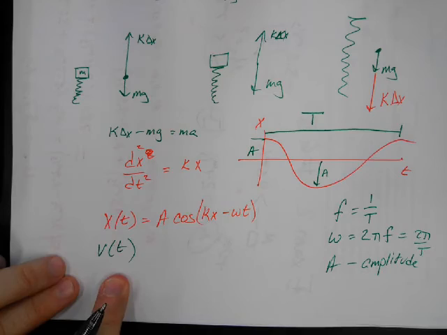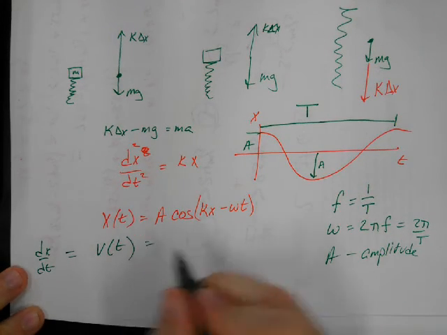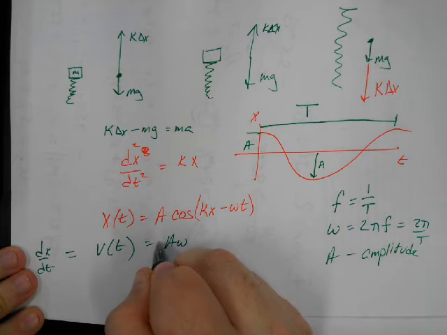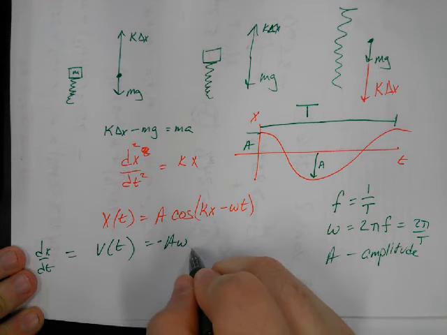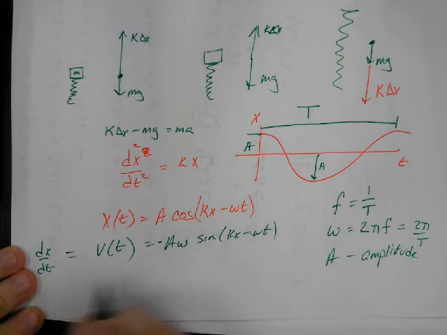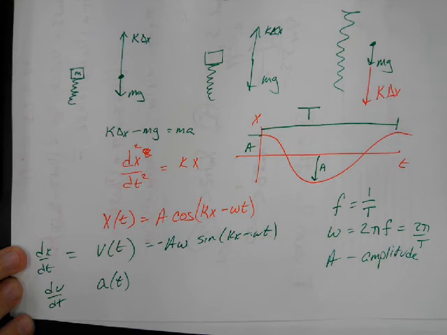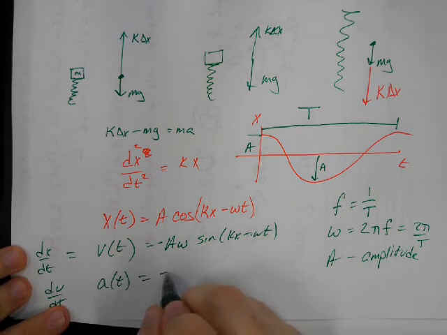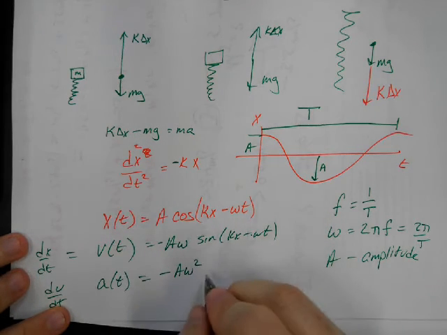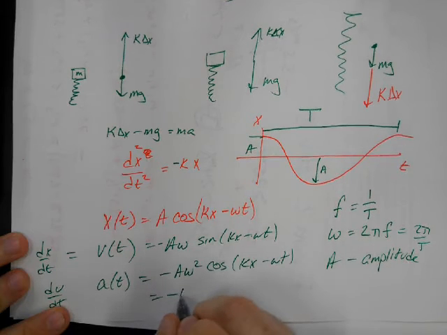So we can find the velocity by taking the derivative. When we take the derivative of this, we'll get A omega, minus, because the derivative of cosine is minus sine, kx minus omega t. And then we'll take the acceleration as a function of time, which is dv dt, or d squared x dt squared. And this is going to be minus A omega squared. There's a minus sign here. I screwed that up. Cosine kx minus omega t, which is minus omega squared.